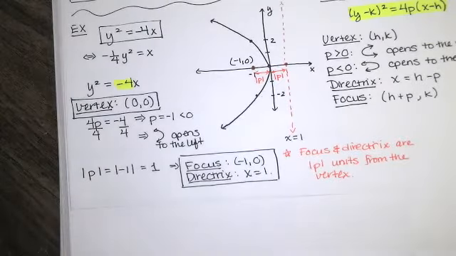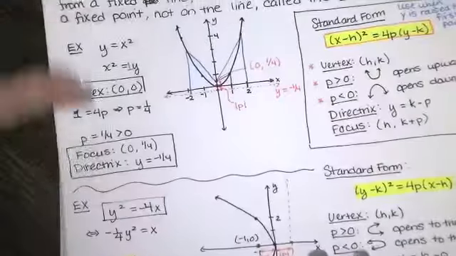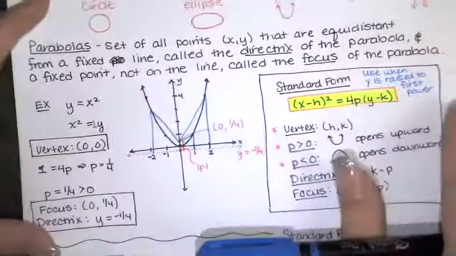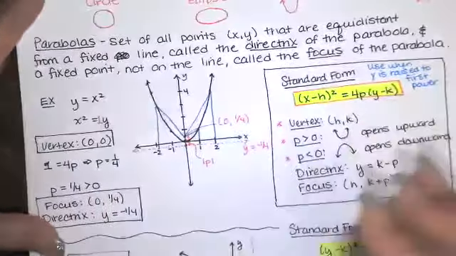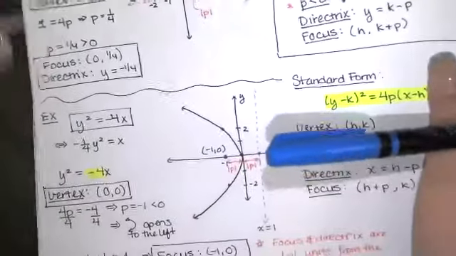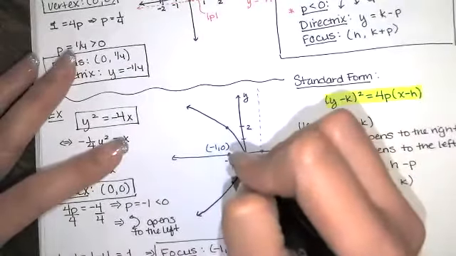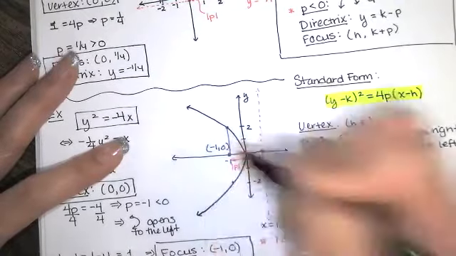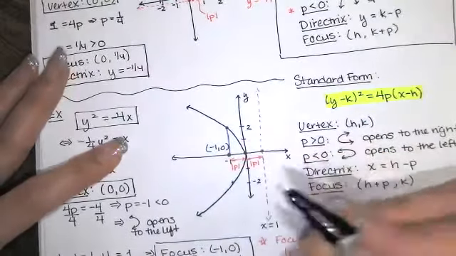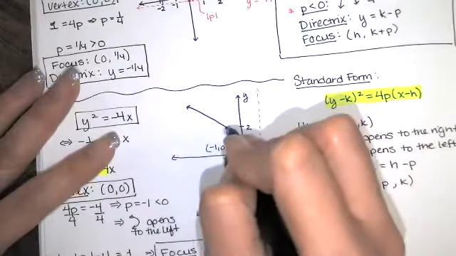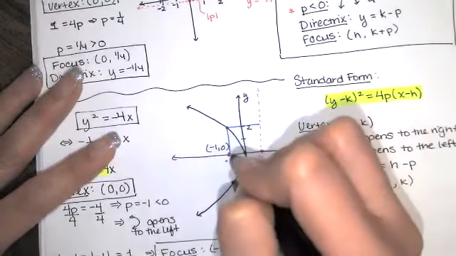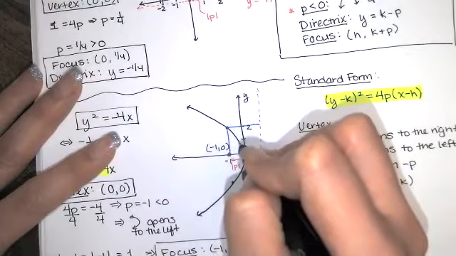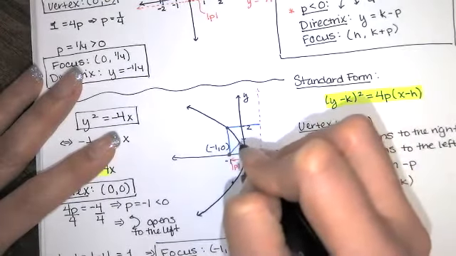Now, remember the definition of the parabola again. A parabola is a set of all points (x, y) that are equidistant from a fixed line called the directrix and a fixed point not on the line called the focus of the parabola. So what is that saying? Well, that's saying the distance from this focus to that point on the parabola, which I can see is 2 units, happens to be the same as the distance from that point on the parabola to the directrix, which is also 2 units. And the distance from this point on the parabola to the focus is equal to the distance between this point on the parabola to the directrix.